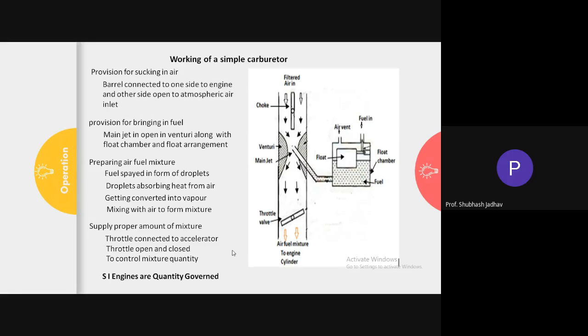Now suppose a vehicle is going on a plain road. Suddenly now it has started going uphill. What happened? Load on the system increased.